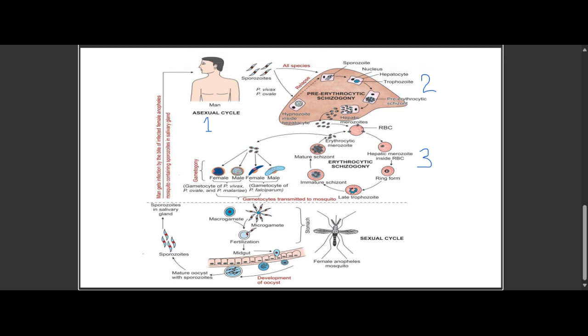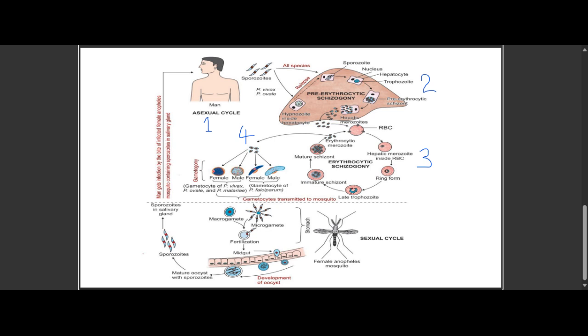Then we also have the last, the fourth stage. On the fourth stage, this is what we call gametogony. What happens is that there are some merozoites which will transform into gametocytes.